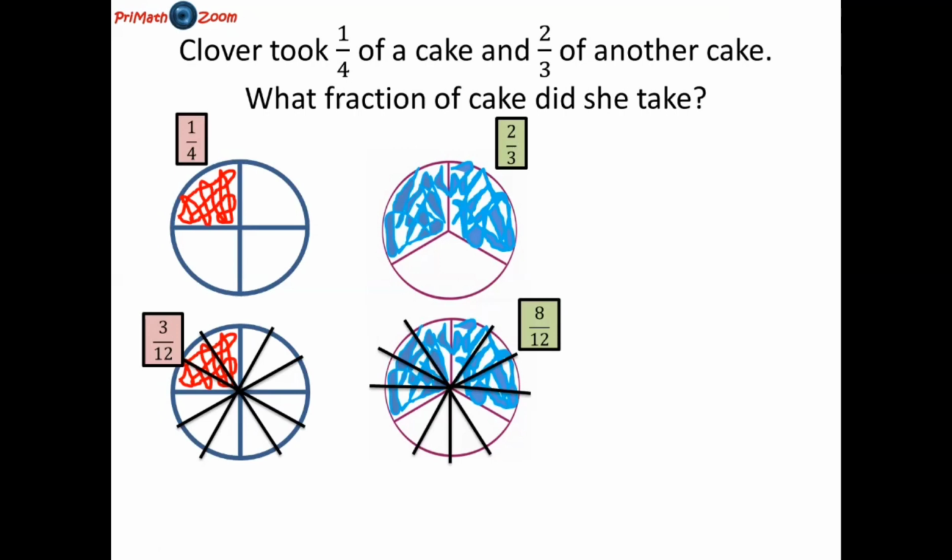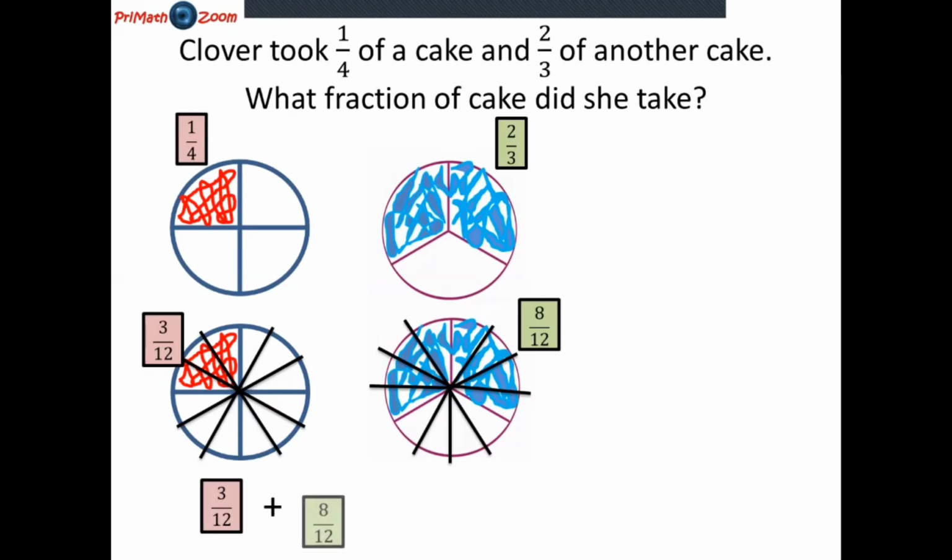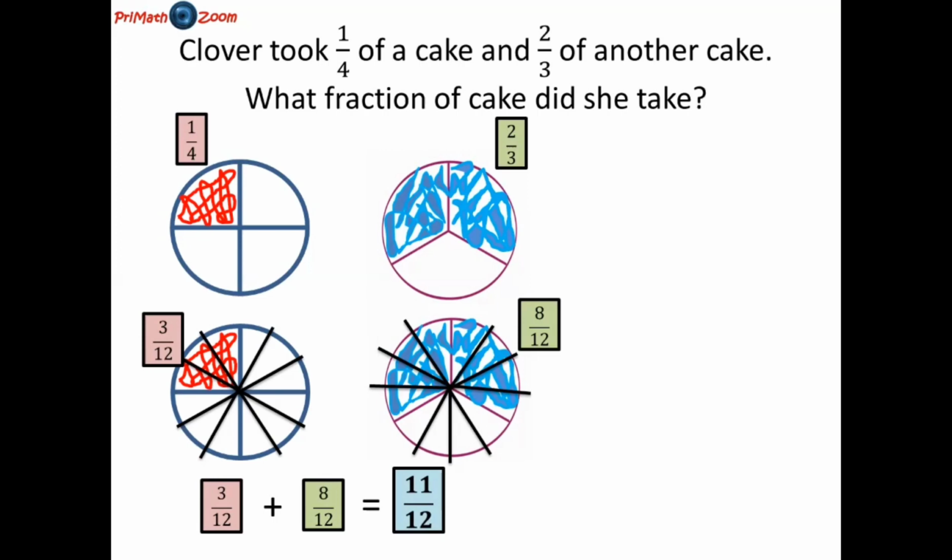So now that we have the two cakes cut into the same size and the same amount of parts, can we now know what fraction of cake Clover took? Of course we can, because what we could do is represent the fractions here. So we add 3/12 plus 8/12. Because we have the denominator being the same number, we now know that we can easily add the numerators to get 11/12, of course, but we can do it another way.